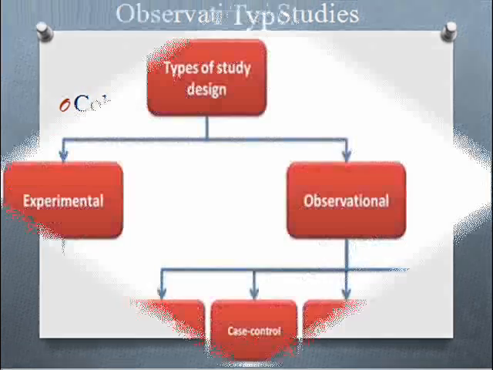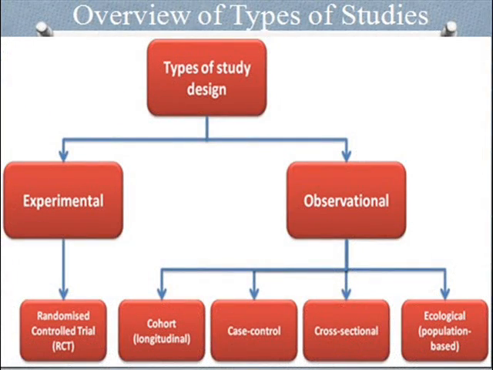In summary, we can conclude that there are two types of epidemiological studies, which are experimental and observational study. Randomized control trial is a type of experimental study, and there are four types of observational study. They are cohort or longitudinal study, case control study, cross-sectional study, and ecological or population-based study.